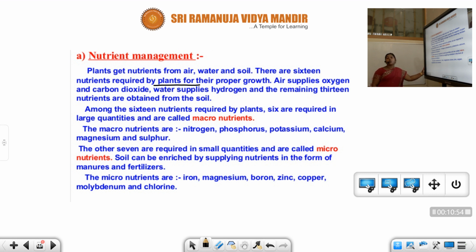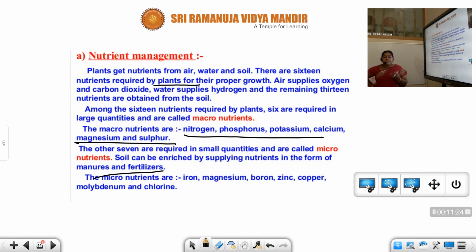Those are macro. The nutrients which are required by the plant in large quantities are called macronutrients. And here the examples: nitrogen, phosphorus, potassium, calcium, magnesium and sulfur. And there are some nutrients for which small quantities are sufficient. Those are micronutrients. Soil can be enriched by supplying nutrients in the form of manure and fertilizers.